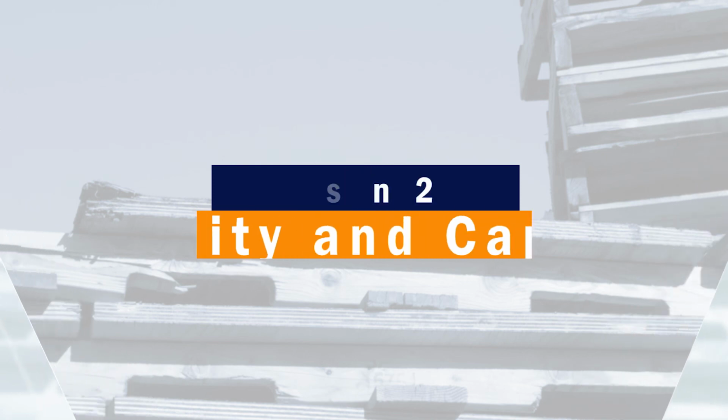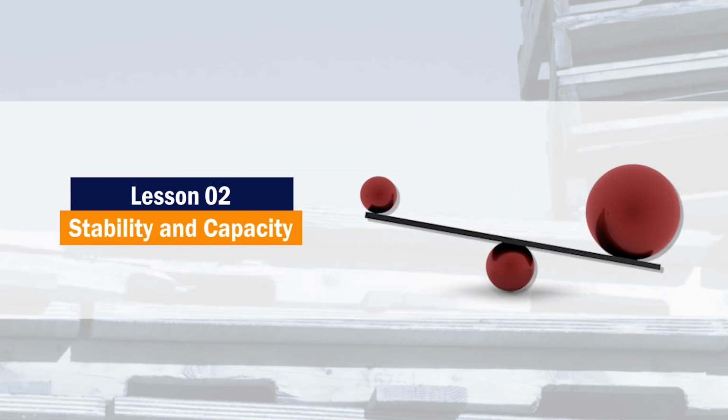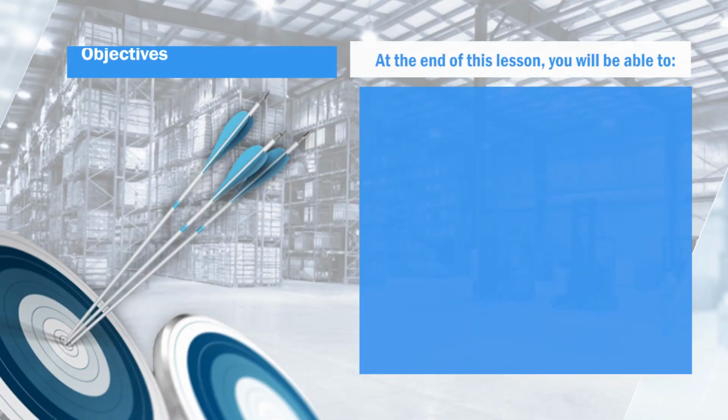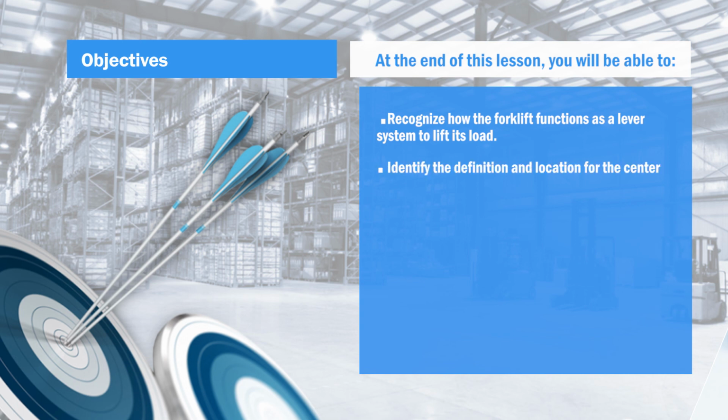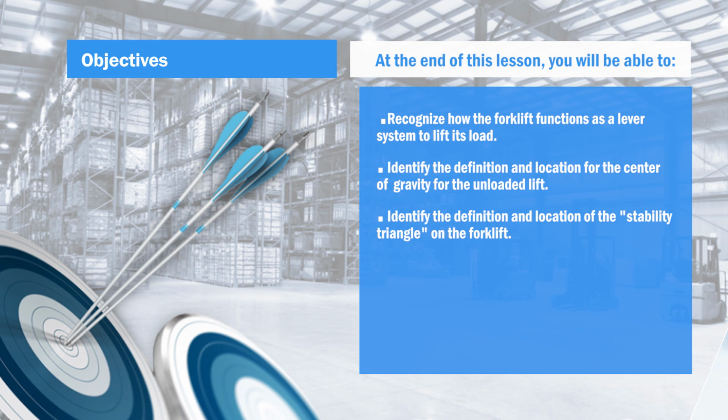Lesson 2. Stability and Capacity. At the end of this lesson, you will be able to recognize how the forklift functions as a lever system to lift its load. Identify the definition and location for the center of gravity for the unloaded lift. Identify the definition and location of the stability triangle on the forklift.